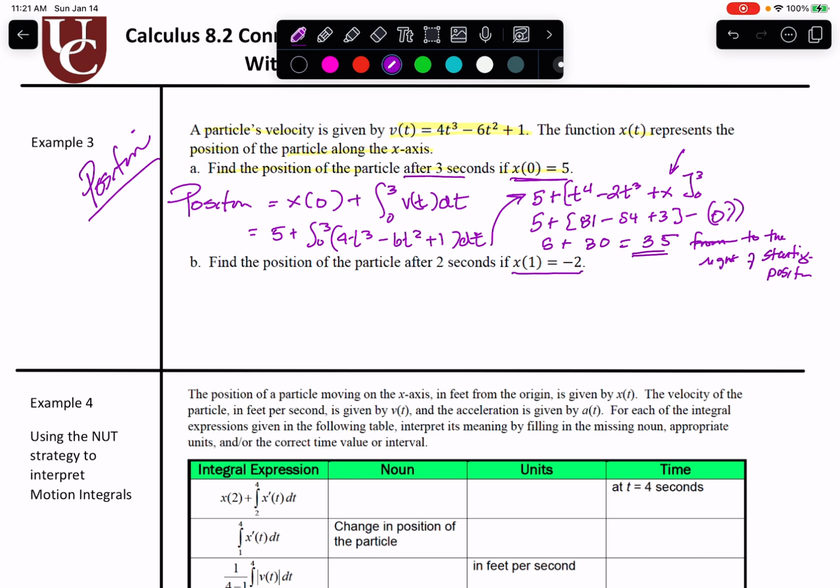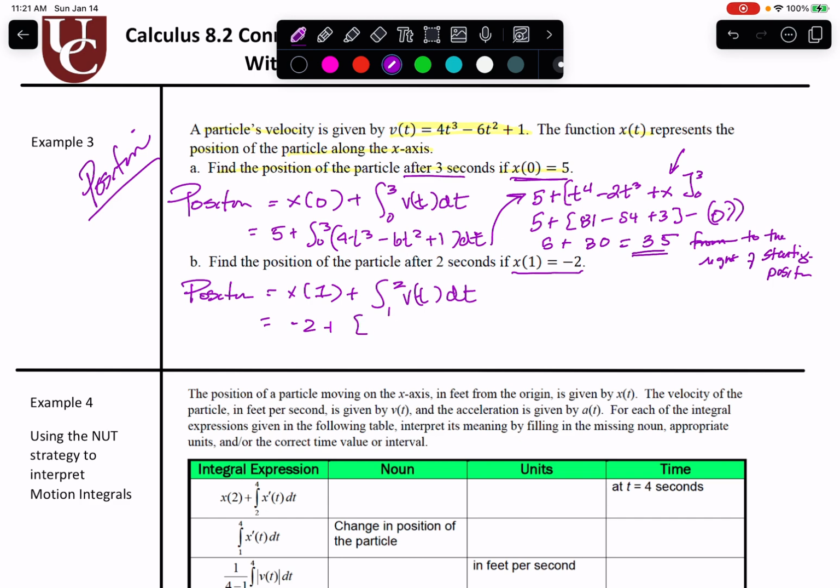Okay. Find the position after 2 seconds if x of 1 is negative 2. So now they're giving you another starting point. So we do the same thing. The position this time would be x of 1 plus the integral from 1 to 2 of v of t dt.